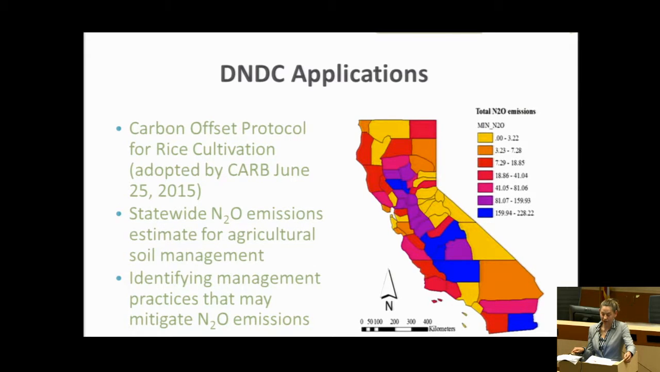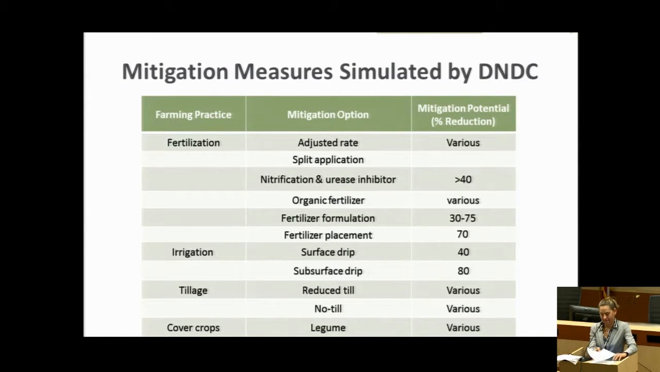DNDC can also be used to identify mitigation measures for GHG emissions and used as a tool for assessing the impact of alternative management practices on N2O mitigation at the field, county, or state level. N2O mitigation measures fall into 4 farming practices: fertilization, irrigation, tillage, and cover crops. The DNDC model now has built-in parameters for all of these mitigation practices, and we have finished parameterizing most of them in the current working model thanks to this project. And I will leave the discussion of the results to Dr. Berger.